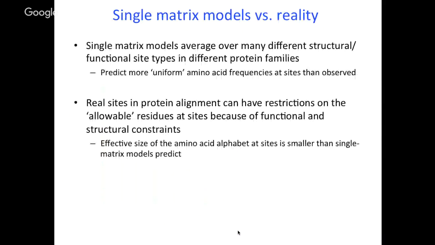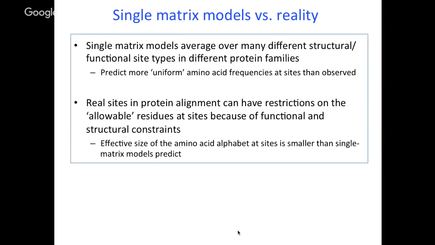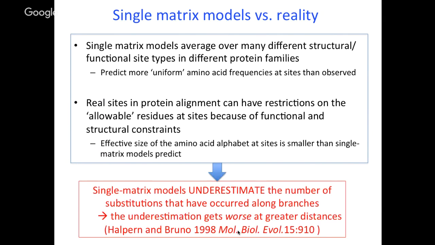So these 2 points are what I just said. Real sites and proteins tend to be more restricted in what they can evolve to. And the real issue with this is it doesn't really matter unless it affects phylogenetic reconstruction. And the issue is that it actually does.